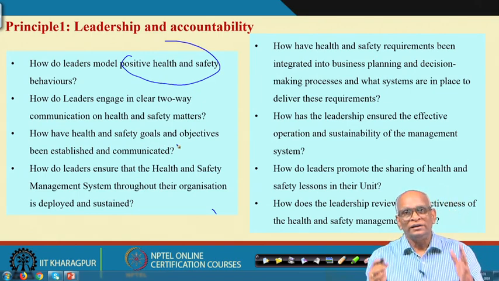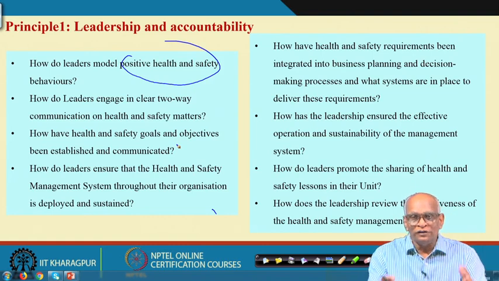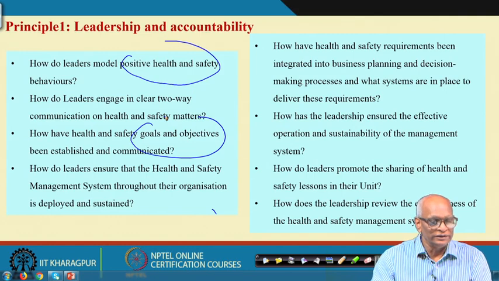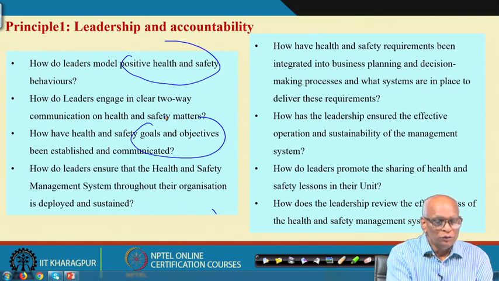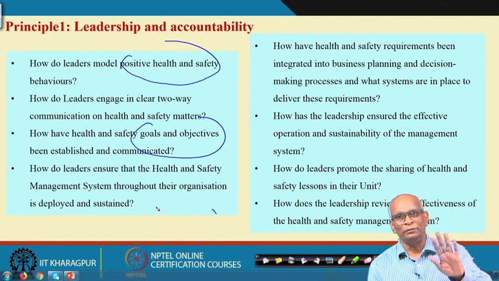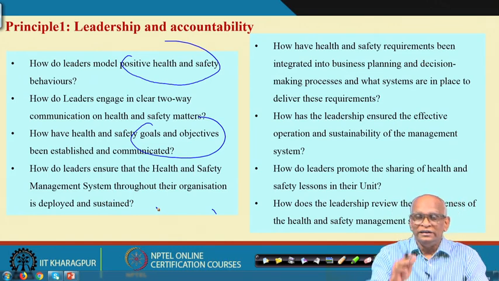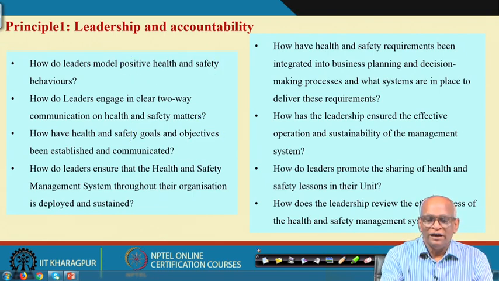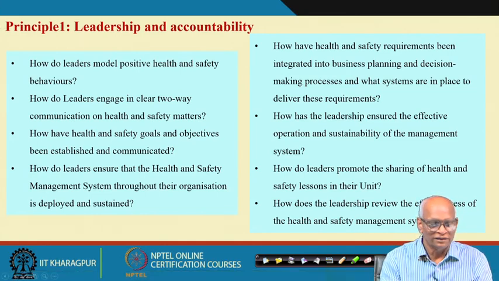Leadership has to establish, with the help of all the people, safety goals and objectives. And how leaders ensure the health and safety management system is deployed throughout the organization. That is to be done at the leadership level. Okay. And how do you check whether it is there or not? We'll talk about those things in the next slide.